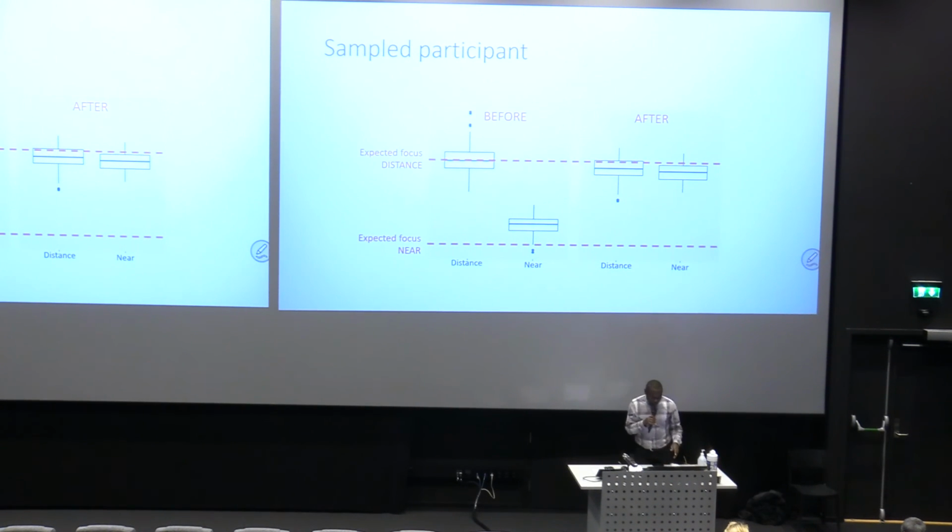So before, they were happy because they were able to focus where we wanted. But after, let's look at the results after. When we asked them to look at distance, they were able to look at distance, but slightly behind the red line, slightly behind the expected. But what happens when we ask them to look at near?